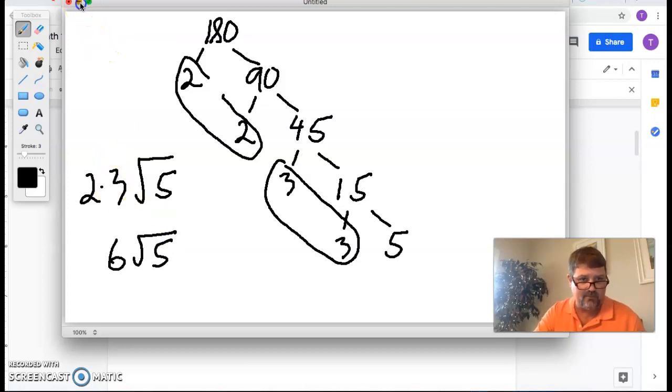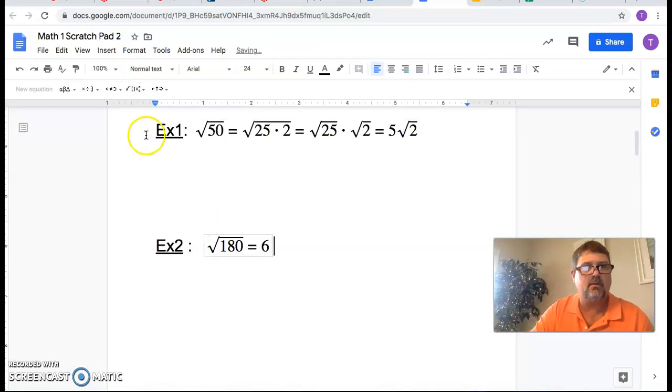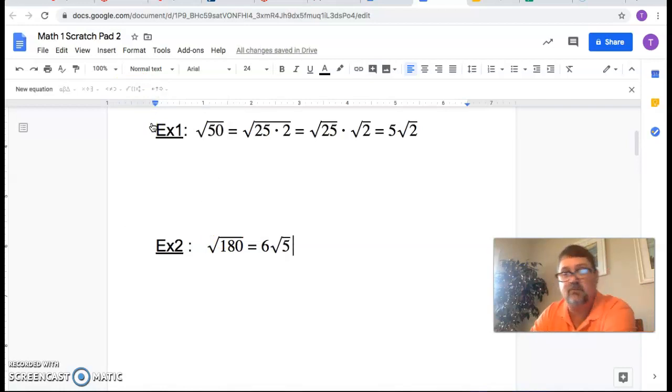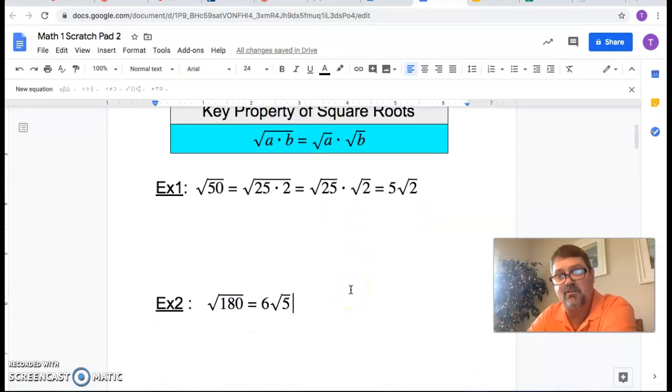So 6 root 5. Let me type that in here. And that is equal to 6 root 5. Okay, now that means that it was 36 times 5, but I didn't see it that way. See, anytime you see a perfect square factor right away, you can take the square root by that property, but sometimes you just don't see them and the factor tree kind of clears it up.